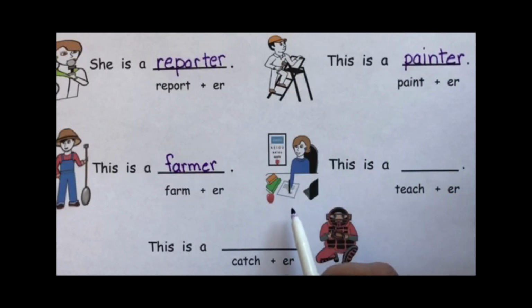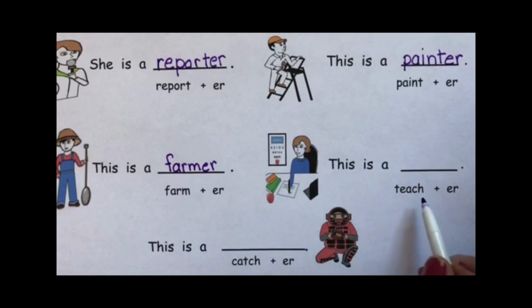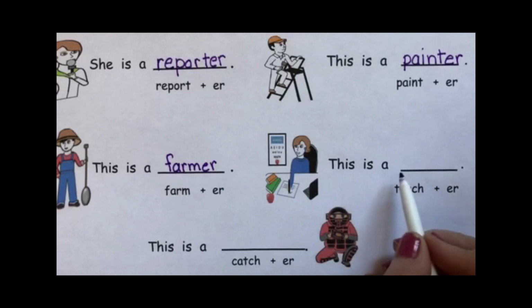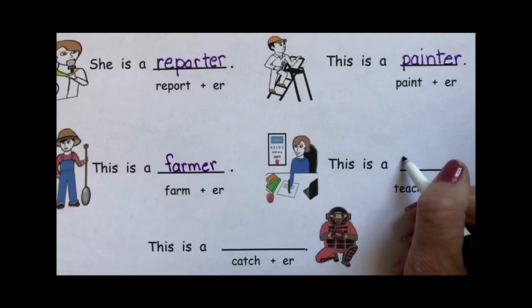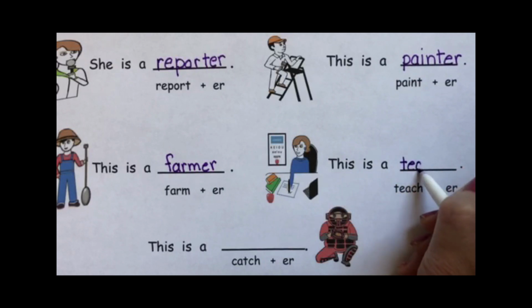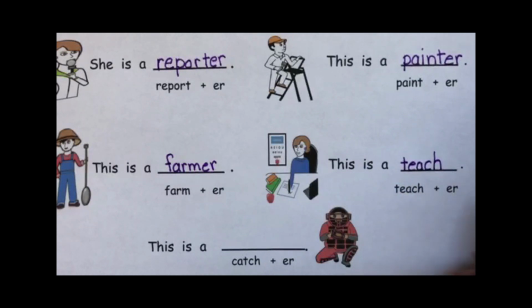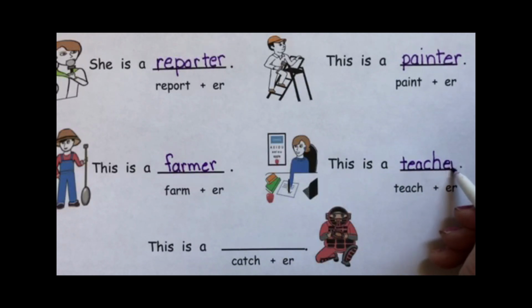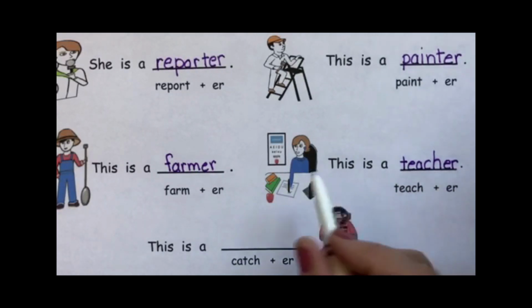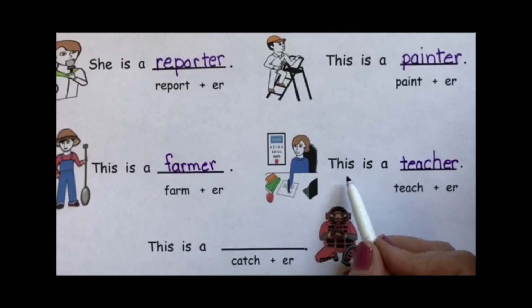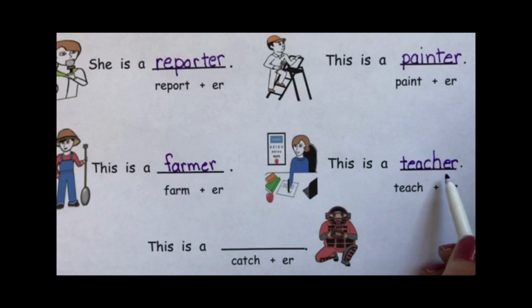Now we see someone sitting at a desk and she's writing A+ on a paper. This word says teach, and this is the suffix er, teacher. This is a teacher. So first we're going to write teach, T-E-A-C-H. Then we're going to put the suffix er, making the word teacher. She is a teacher. And the sentence reads, this is a teacher.